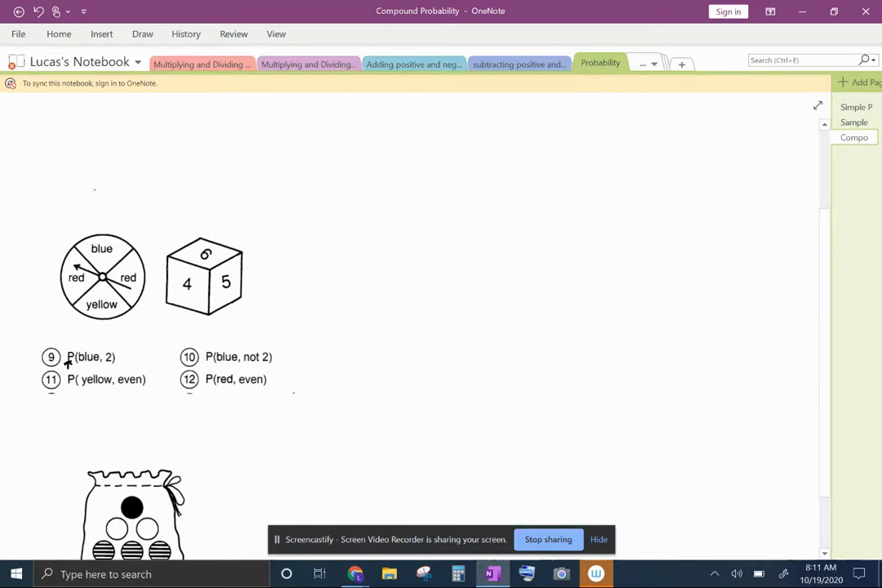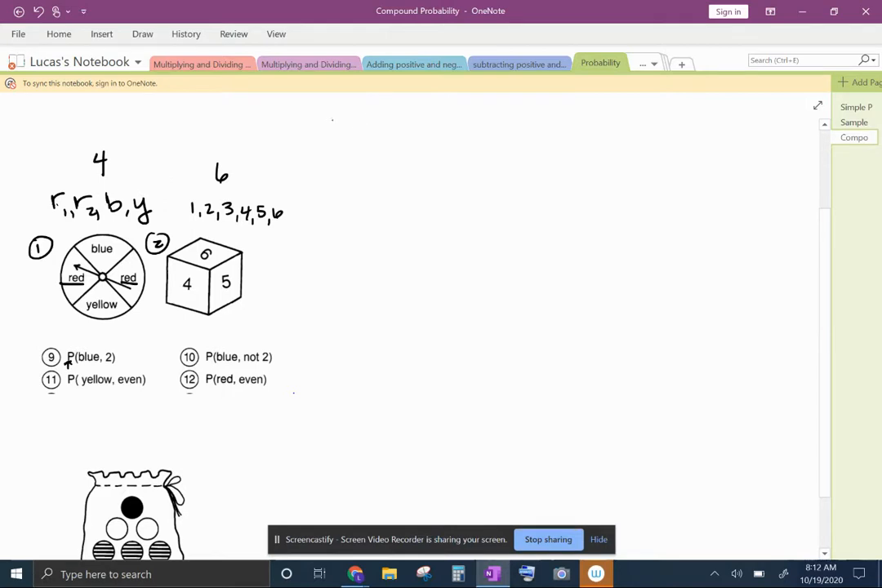Well, we know that this has 4 different possibilities, right? We can land on red 1, red 2, we can land on blue, or we can land on yellow. Notice that there's 2 reds here. So there are 4 different possibilities in the sample space for event number 1. This is the first event. We're spinning the spinner. The second event is going to be rolling the die. And here we can roll a 1, a 2, 3, 4, 5, and a 6, which is 6 total possibilities.